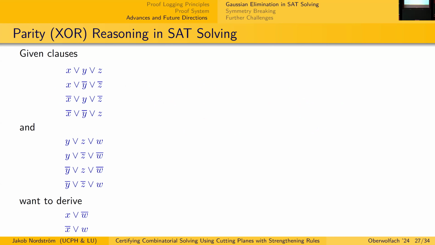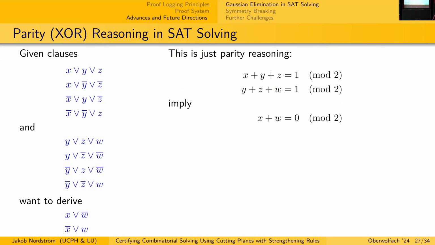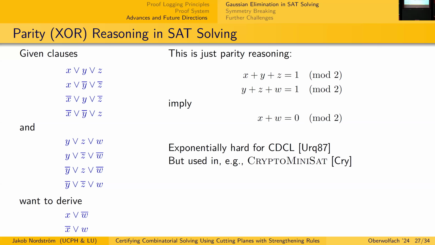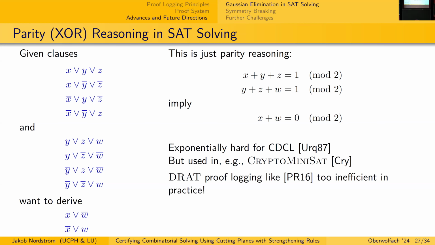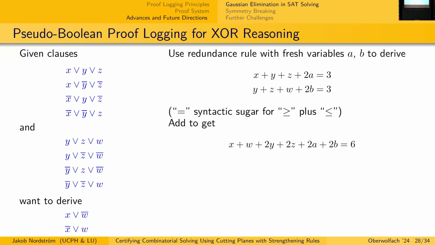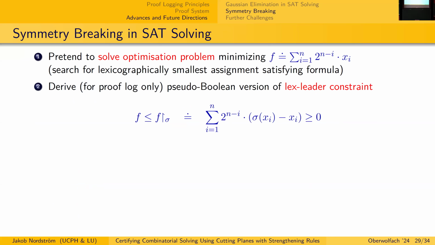Okay, with this proof system, you can do XOR reasoning efficiently for the first time. So before, people with SAT solvers that did Gaussian elimination had to switch it off in the competition. Now you can do it with our tool. I am sort of running out of time, so I'm just flashing the slides.